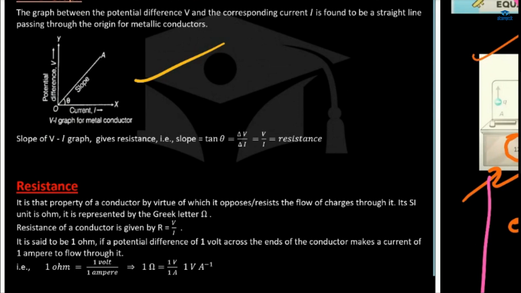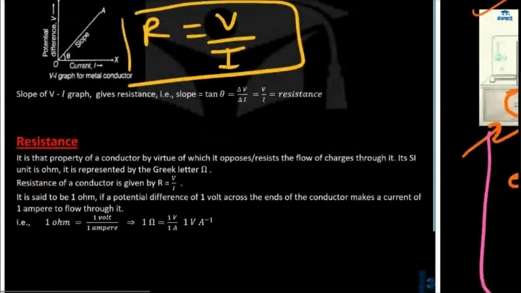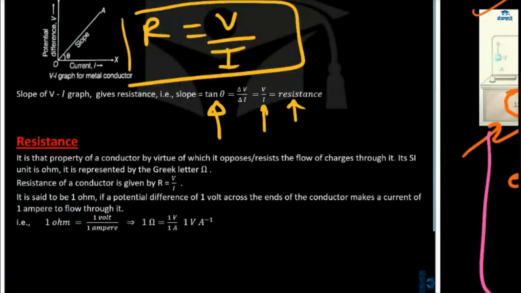ओके, तो ग्राफ बिटवीन पोटेंशियल डिफरेंस V and the corresponding current I is found to be a straight line passing through the origin for metallic conductors. Metallic conductors होंगे ही, नॉन मेटालिक तो होंगे नहीं. नॉन मेटल तो करंट फ्लो करता नहीं है, ठीक है. तो पोटेंशियल डिफरेंस आ गया, करंट आ गया, स्लोप बन गया. तो R बन गया. R इज इक्वल टू V बाई I हो गया, ठीक है. तो अब देखो यहाँ पर भी दिया हुआ है tan थीटा, V बाई I रेजिस्टेंस. ओके, एवरीथिंग इज गिवन.